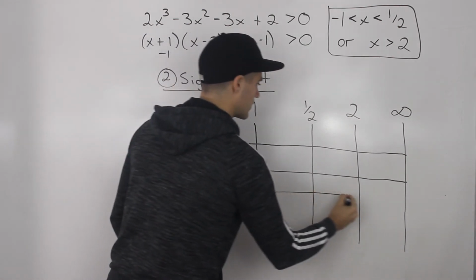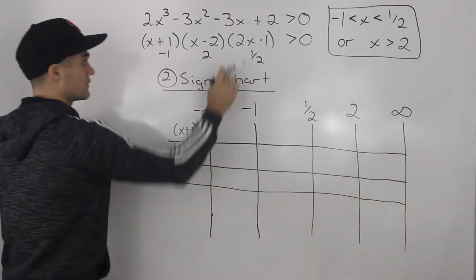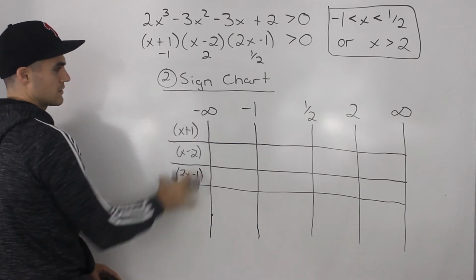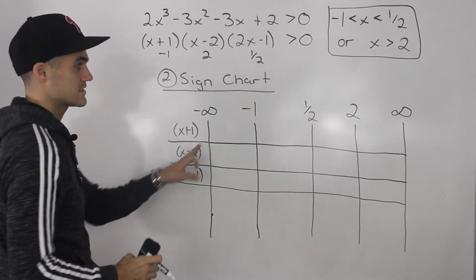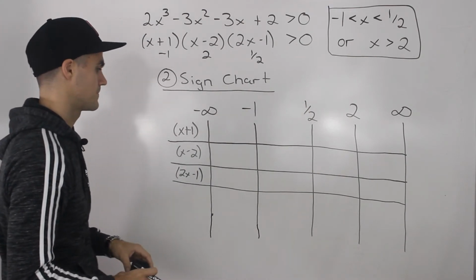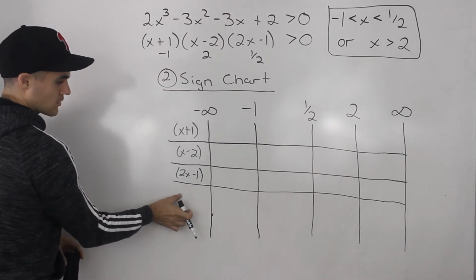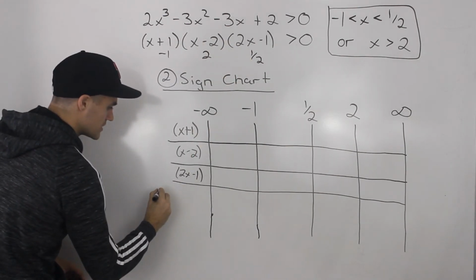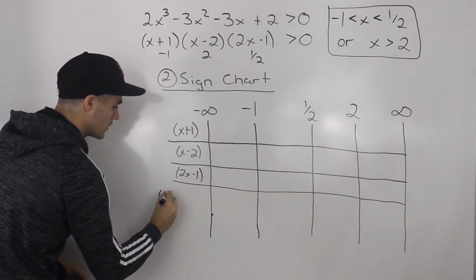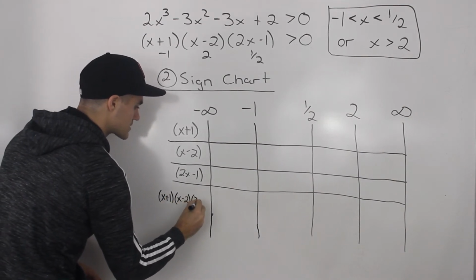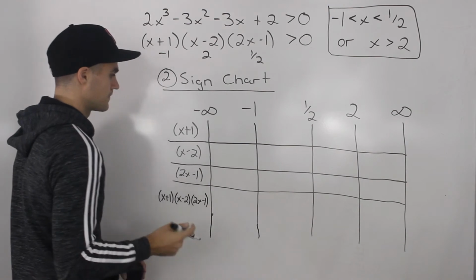And then over here, we would write the factor 2x minus 1. Now the order of these doesn't really matter. It's not as important as the order when we are writing the x-intercepts for the columns. And then the last row is just going to be the actual polynomial. So basically all of these multiplied out. So x plus 1 times x minus 2 times 2x minus 1.